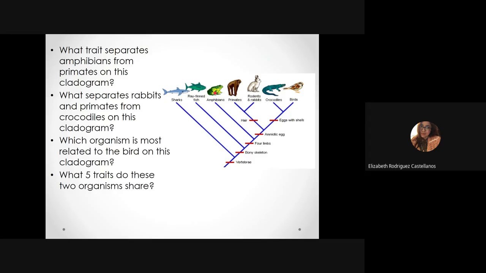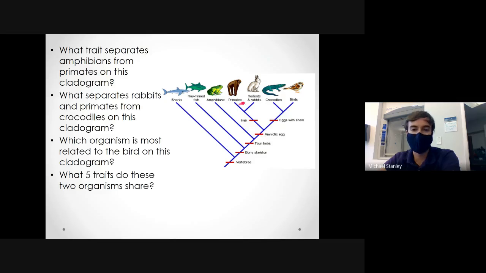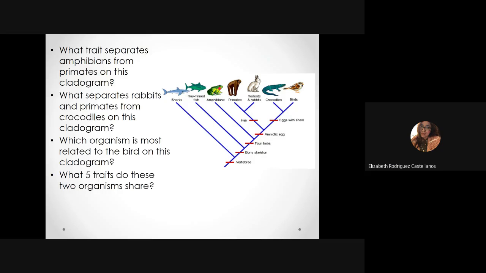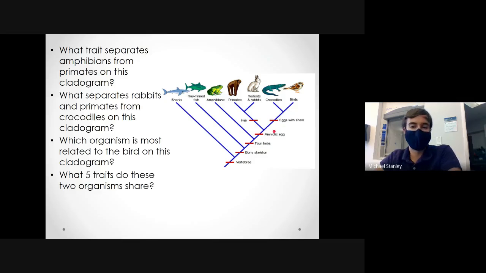Could it be the eggs with the shell? Mm-hmm. Not close, right? Because remember, primates are over here, and so primates do not have eggs with shells, but they do have a different kind of egg. The amniotic egg, right? Exactly. So if we look at amphibians and primates, if we follow the evolutionary lines here, here is the last common ancestor of amphibians and primates.